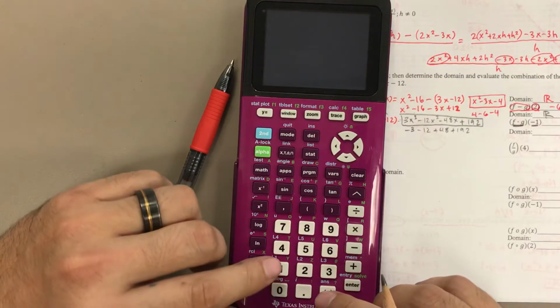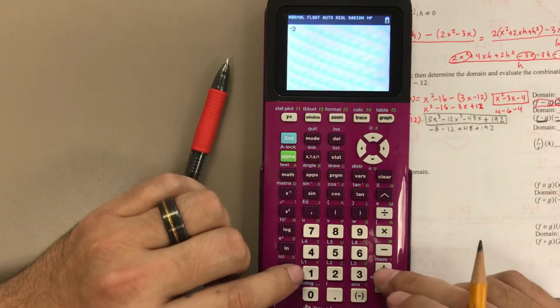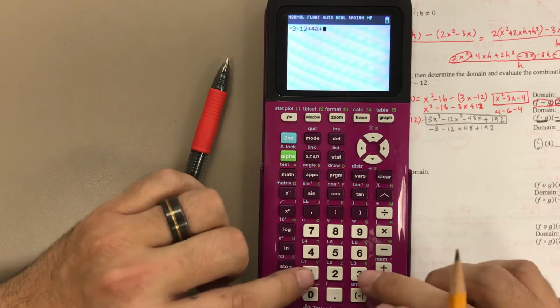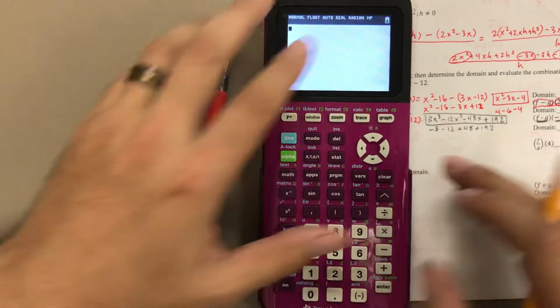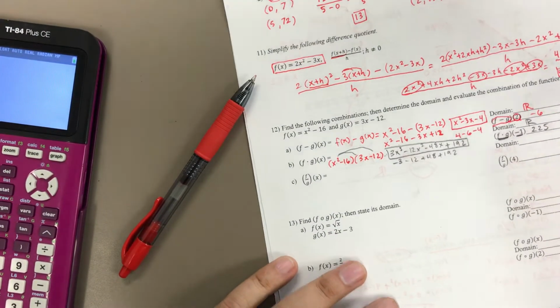I'm just going to do it on my calculator again. Late in the day, I don't want to make any mistakes. So negative 3, and then minus 12, and then plus 48, and then plus 192. Yeah, 225. Okay, so 225 is our answer there, 225.